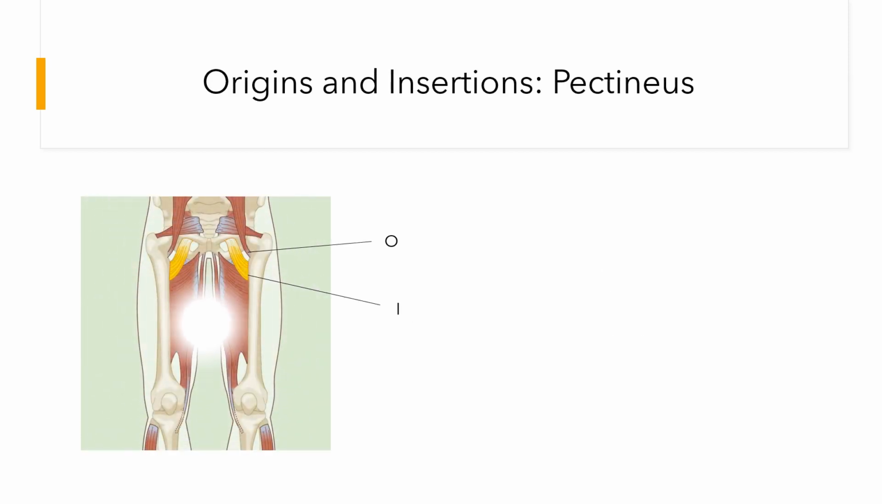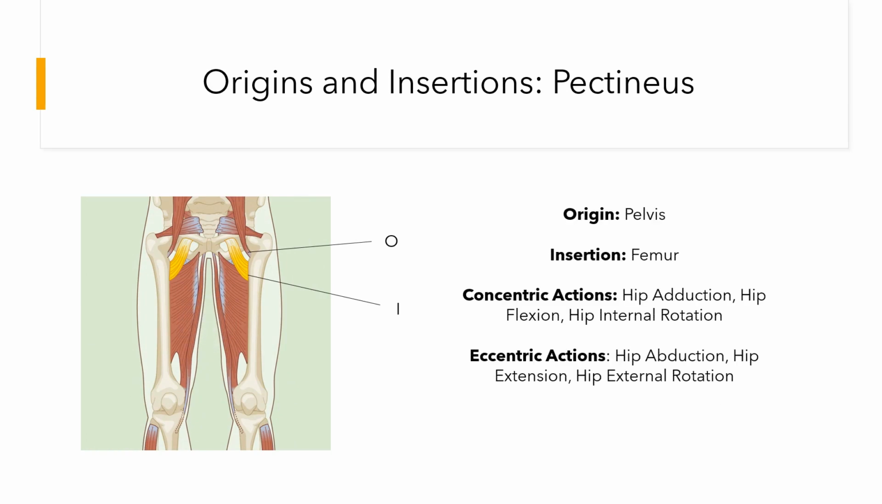Now moving still in the adductors but higher up, the pectineus originates in the pelvis and inserts into the top of the femur. Same motions: adduction, flexion, internal rotation. Same eccentric: abduction, extension, external rotation. But look at the position and the size of it compared to the previous three adductor muscles.